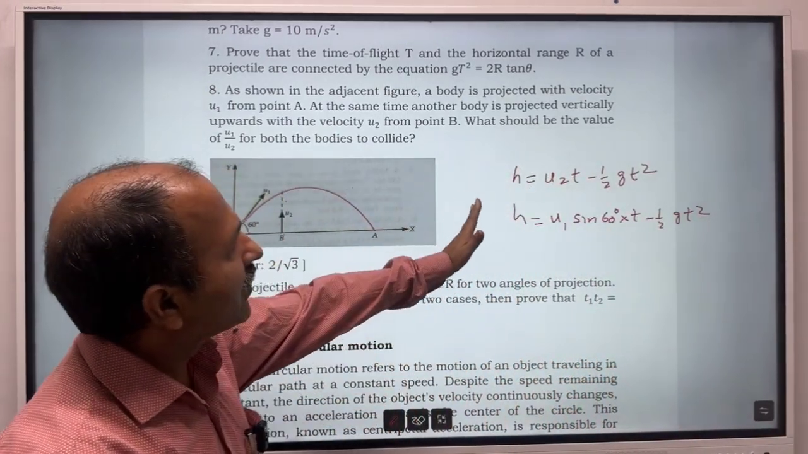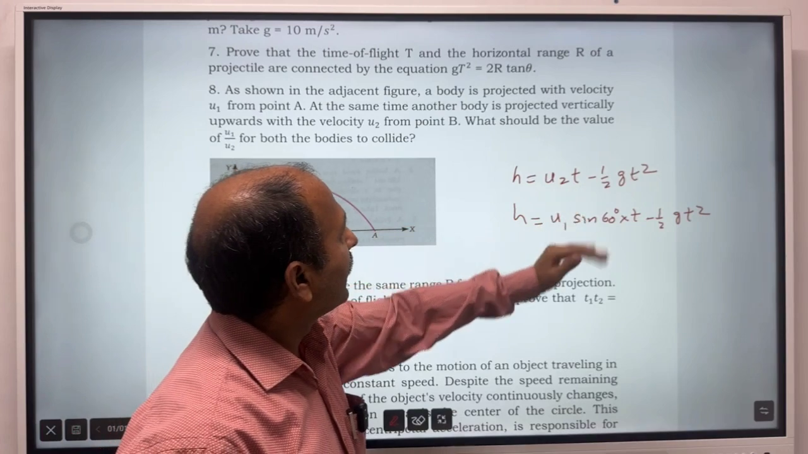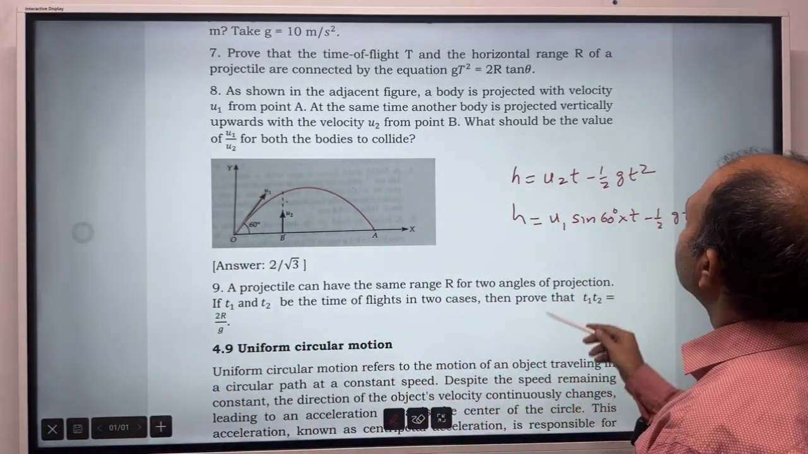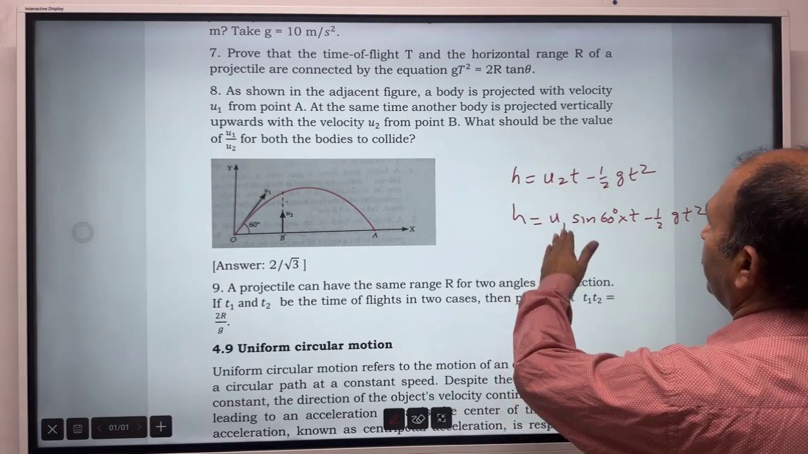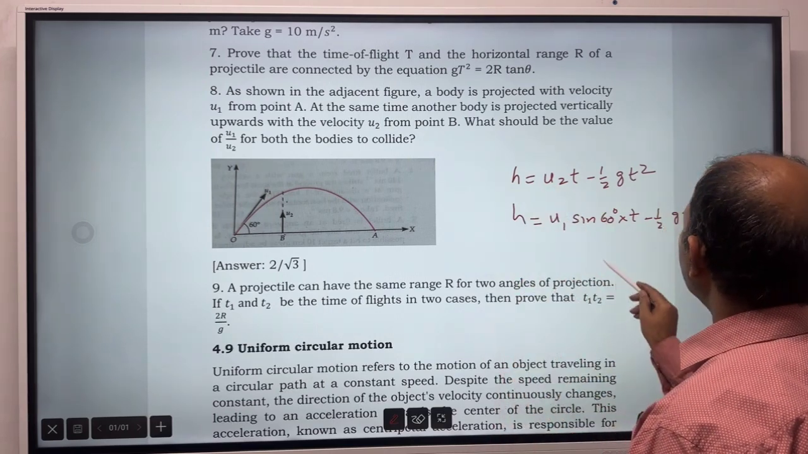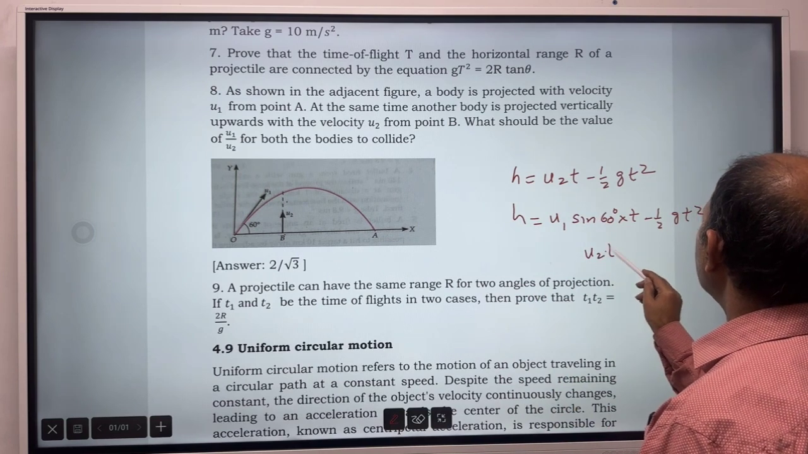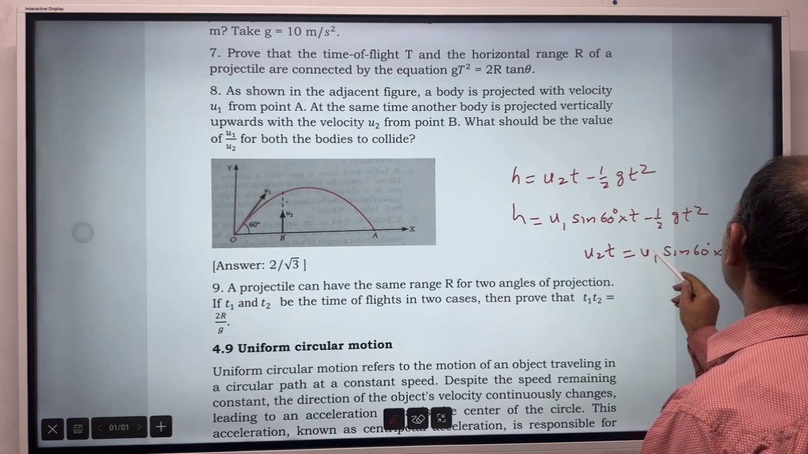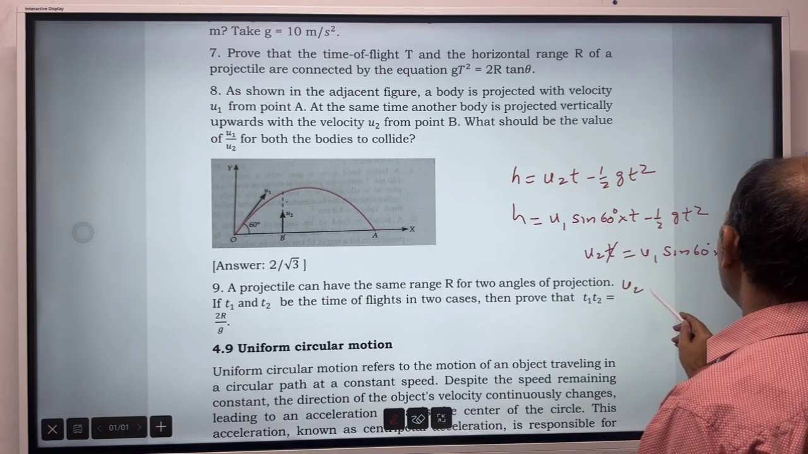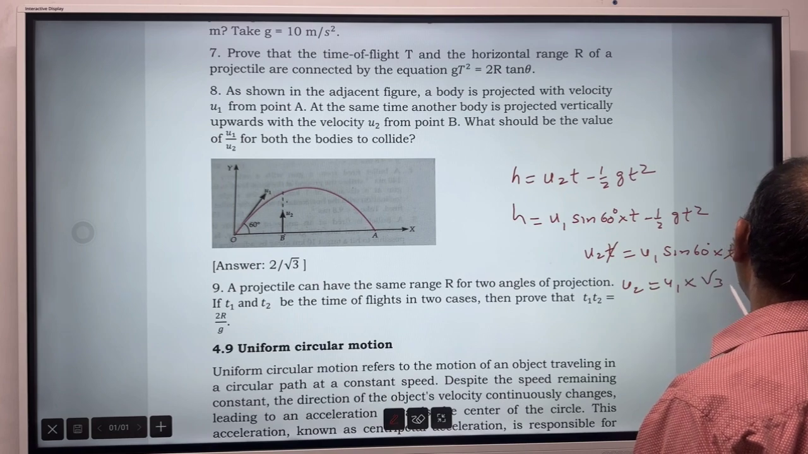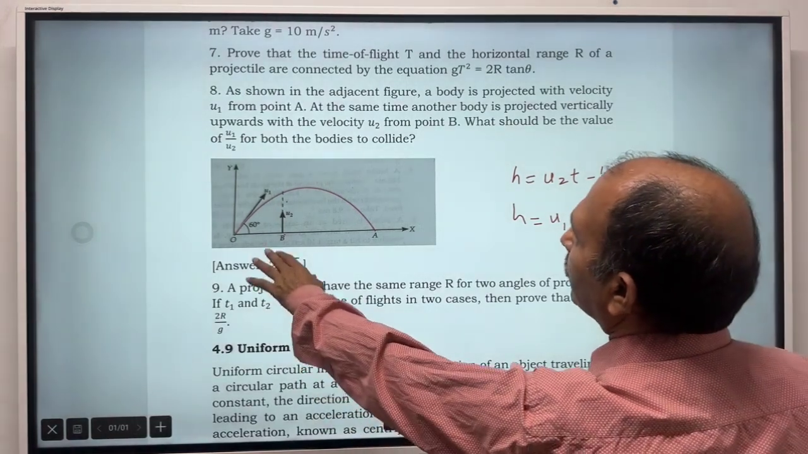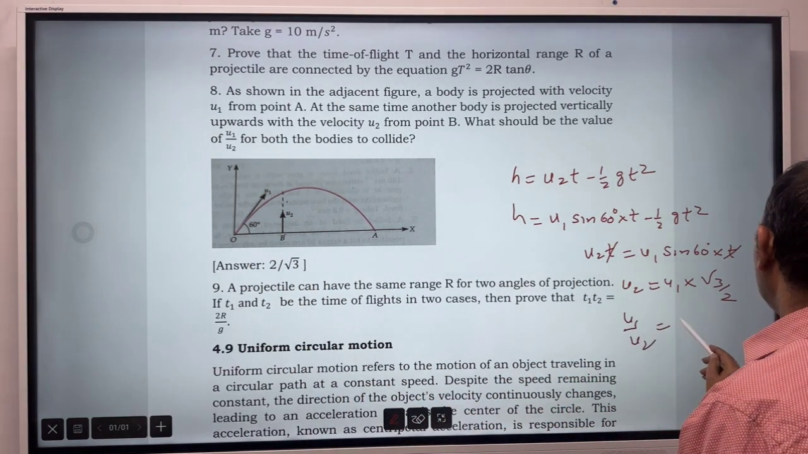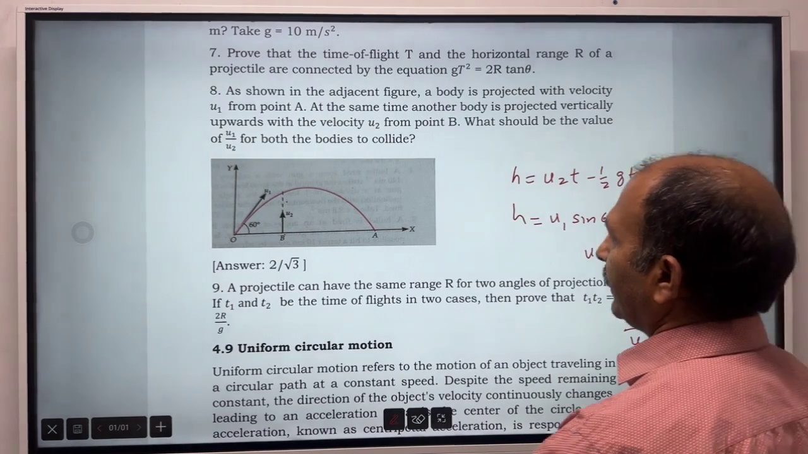Now, what do you observe? If you equate these two equations, h will cancel out, half g t square will cancel out, t will cancel out, and then you will get the ratio of u1 upon u2. I think you have understood, or let's complete it. So u2 t will be equal to u1 sine 60 degrees times t. So t will cancel out, and u2 equals u1 into root 3 by 2. Whatever you want, u1 upon u2, just invert it. So u1 upon u2 equals 2 upon root 3.